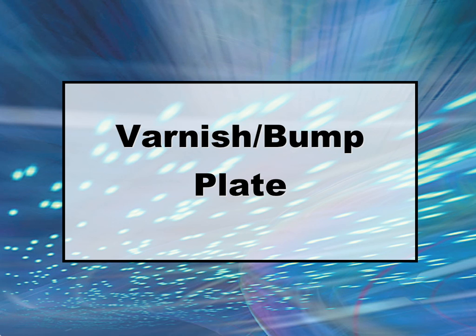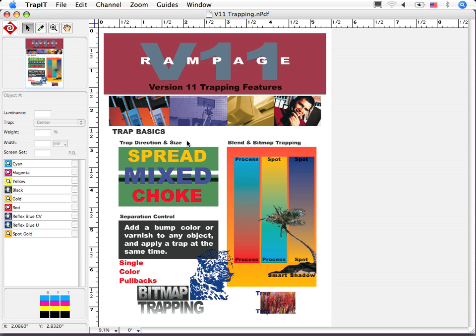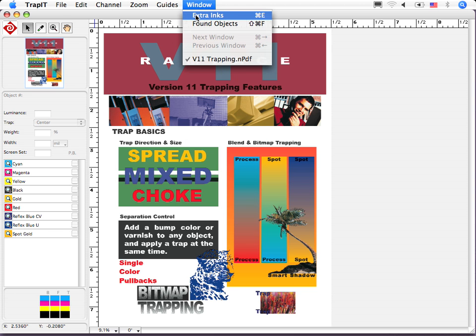Within the Rampage Trap Editor, you have the ability to create and add a varnish or bump plate for a file using the Extra Inks window. To create a varnish or bump plate, select Extra Inks from the Window menu.